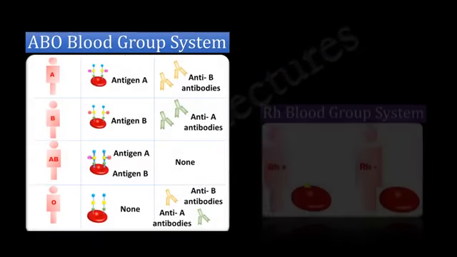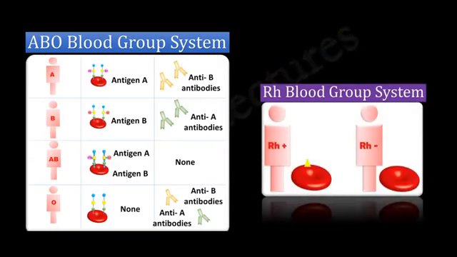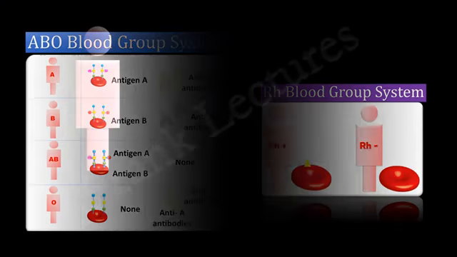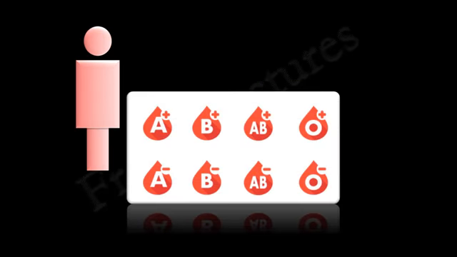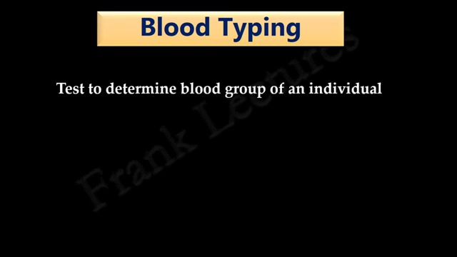We have understood ABO blood group system and Rh blood group system in previous video lectures. We also saw that on the basis of these two blood group systems, humans have 8 blood types. In today's video lecture, we will explain blood typing or blood group test. Blood typing refers to the test to determine the blood group of a person.